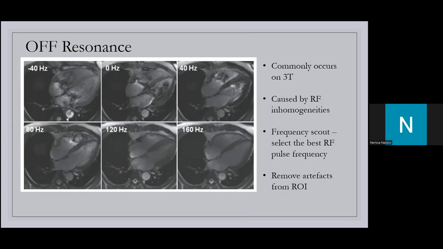So basically, it's a frequency shift technique, and you have a progressive increase in the frequency. And this image basically shows you a gradual shift in the position of the dark band. It's a dark band artifact, or looks like a dark band, okay? And then right up until we get 100 to 160 hertz, where we no longer see the dark band.